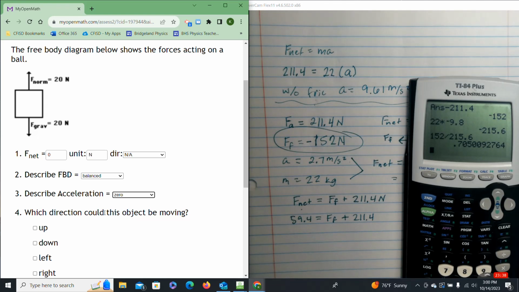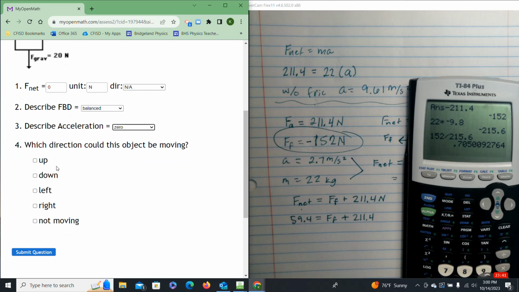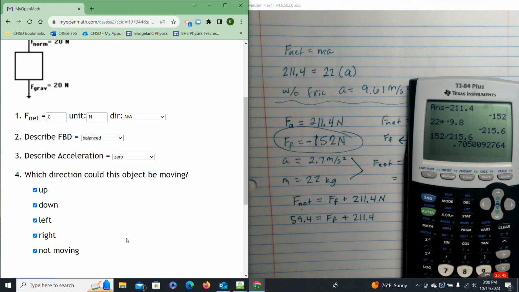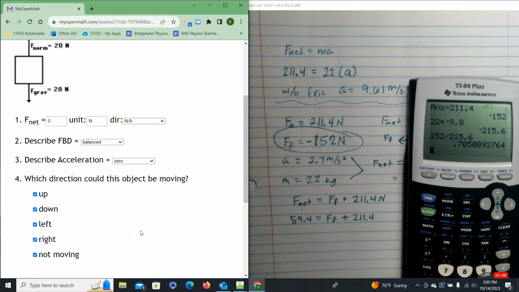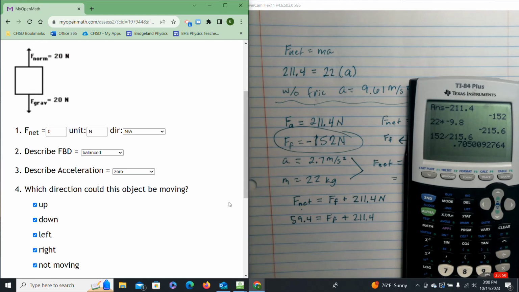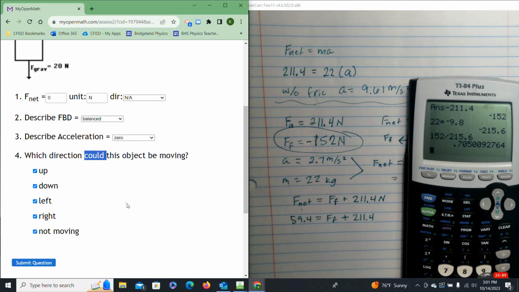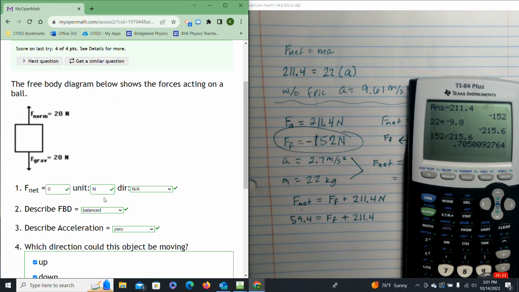Which direction could this object be moving? It could be doing any of these. It could be moving up, down, left, right, or not moving at all. All I know about this object is that it's not accelerating. It could be moving up at a constant speed. It could be moving down at a constant speed. It could be moving left at a constant speed. It could be moving right at a constant speed. Or, because it's not accelerating, it could also be stationary. It just wants to know what it could be doing, and I don't actually know which direction it's going. I only know that it's not accelerating.